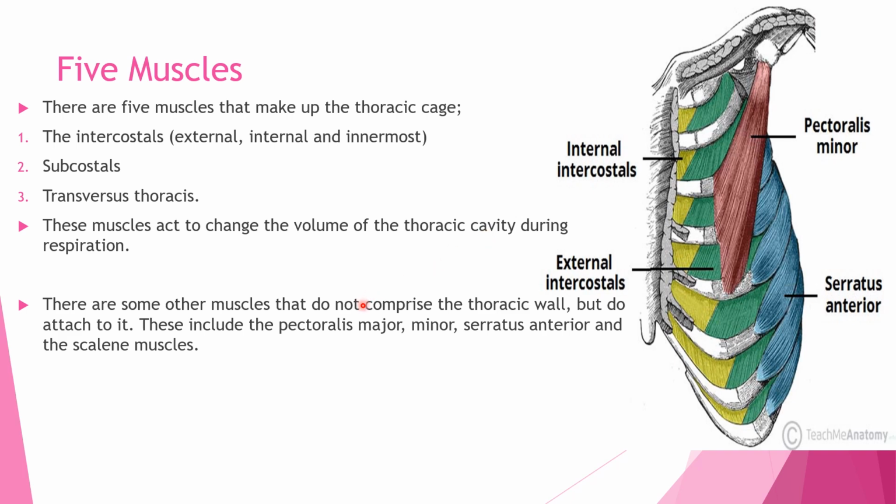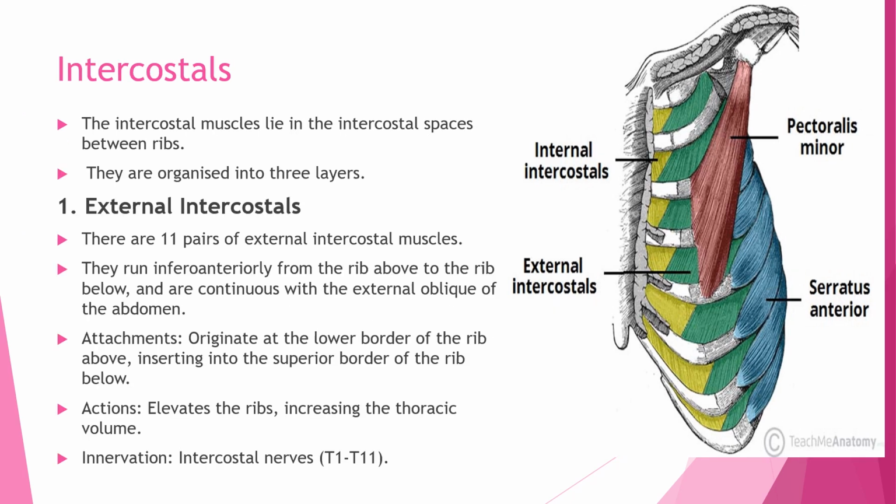There are some other muscles that attach to the thoracic wall but do not participate in respiration. They are pectoralis major, pectoralis minor, serratus anterior and scalene muscles. These muscles have no primary role in respiration but have attachment to the chest wall. In this picture you can see serratus anterior, pectoralis minor muscle, internal intercostal and external intercostals.